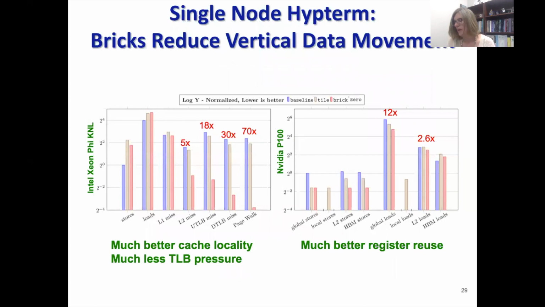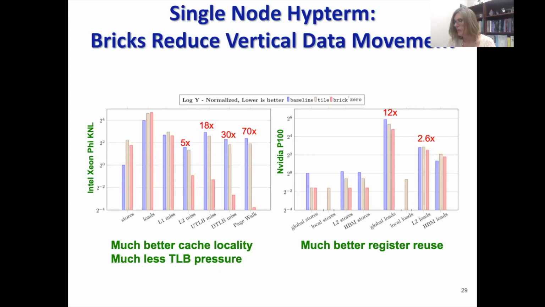We use performance monitoring to probe the performance differences more deeply on a multi-stencil computation from Hypterm that you saw in a previous slide. The results shown here are for the KNL and for the P100. And we see that bricks really do reduce data movement.